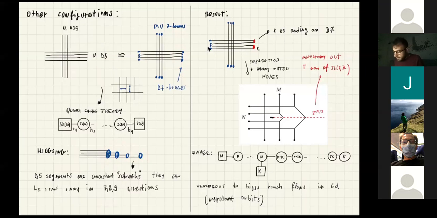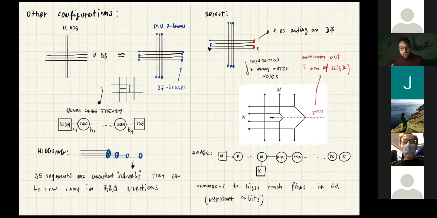We can move the 5-brane segments along the 7-branes in the 7, 8, 9 direction. These are consistent subwebs. So it's basically like accessing the Higgs branch for this more complicated example. And if we send some of these segments to infinity, one configuration that we can get is this one, where K D5 branes end on a D7.